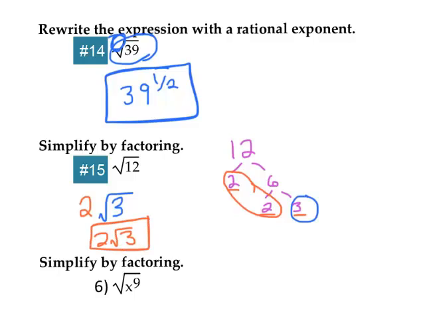If there had been more than one number for either the inside or the outside, then we would multiply those numbers back together. So like if we had ended up with 3 times 2 square root of 2. Well, that's going to be 6 square roots of 2, if we'd ended up with something like that.